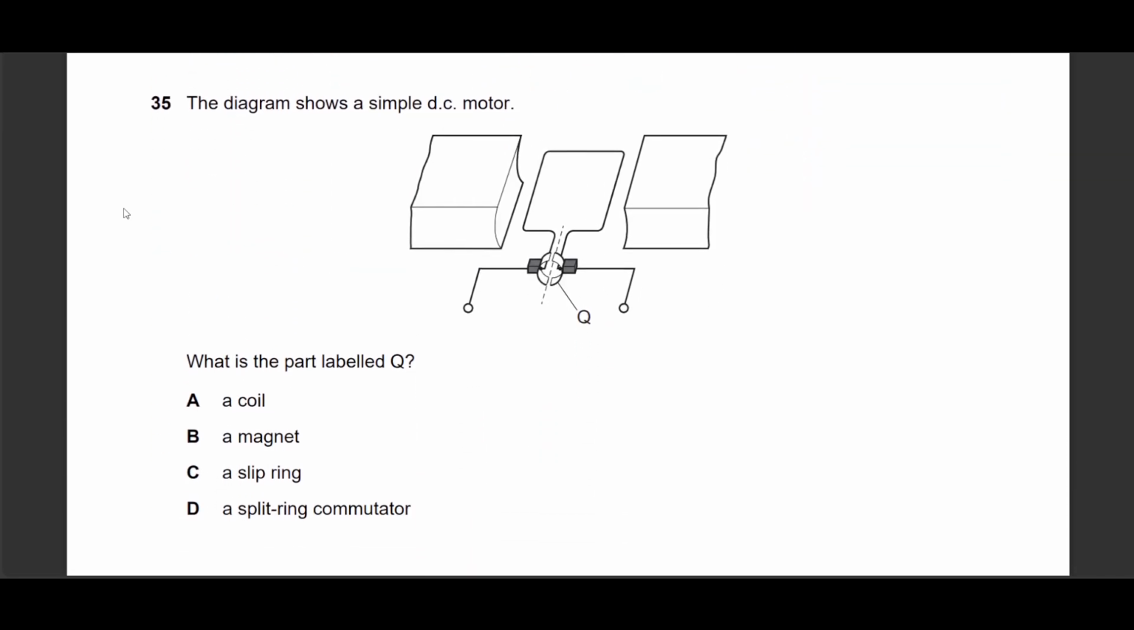Question number 35 is a call to memory. He says this is a DC motor. We can see that because of split rings. He says, what is the name of the part labeled as Q, which is split rings?